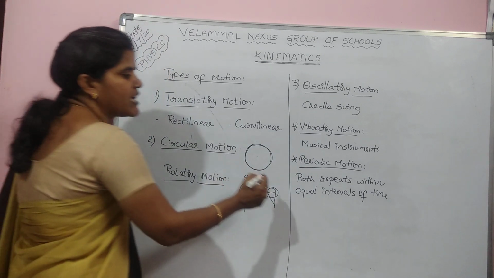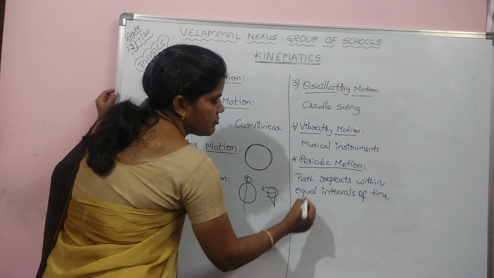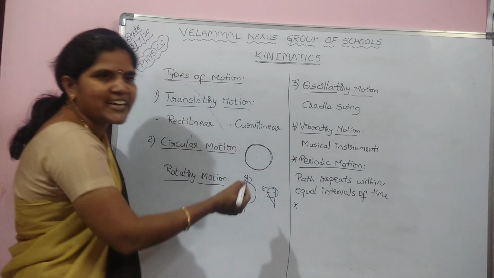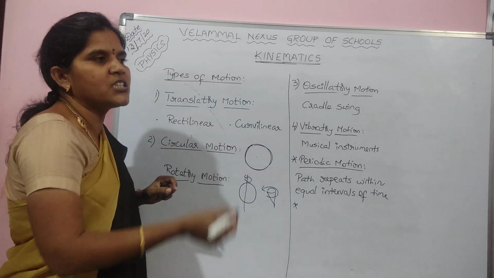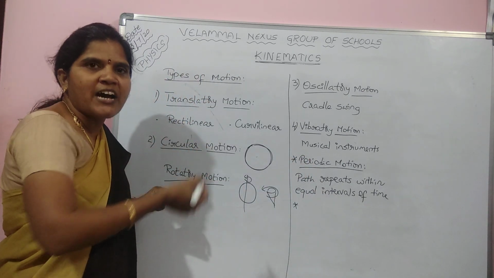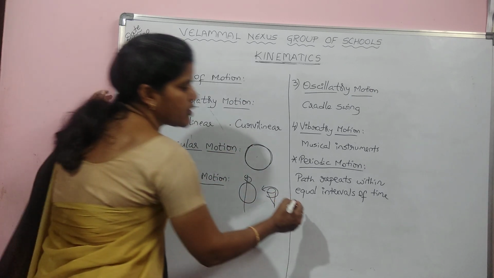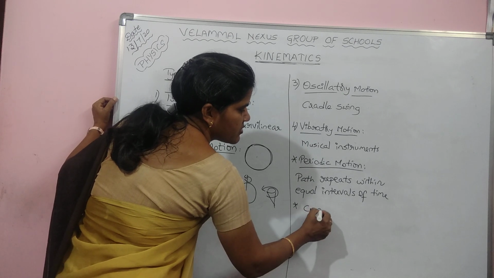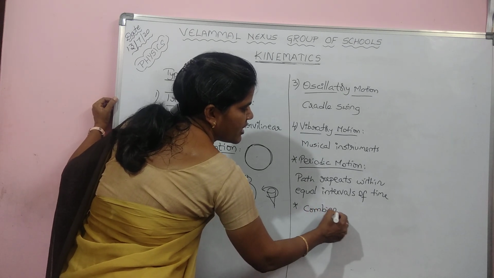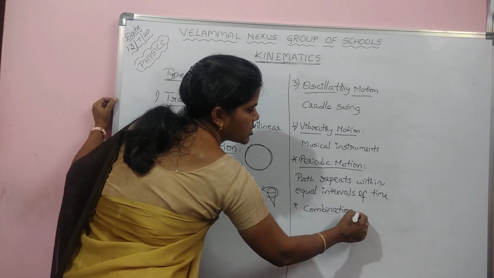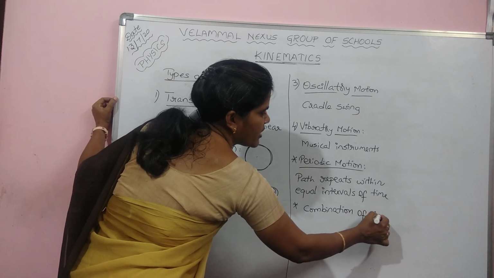For periodic motion, we can take the examples of rotation of the earth, revolution of the earth, movement of hands in a clock. All these are examples of periodic motion. Then we'll come to the combination of motions. We have taken the example of a drilling machine. Riding a bicycle also comes under that.